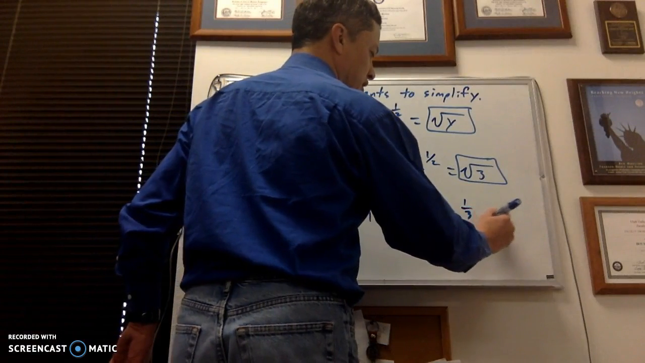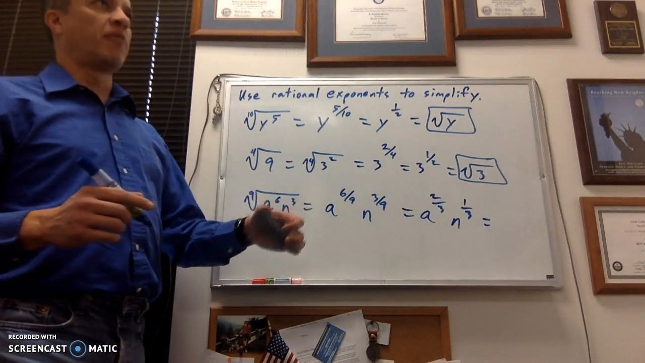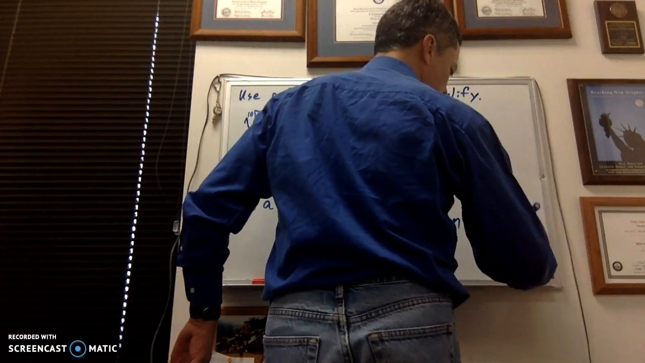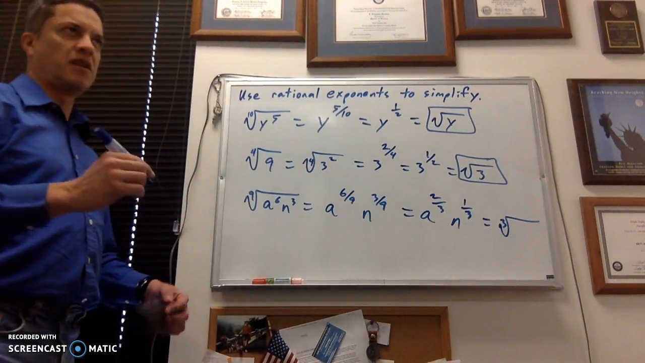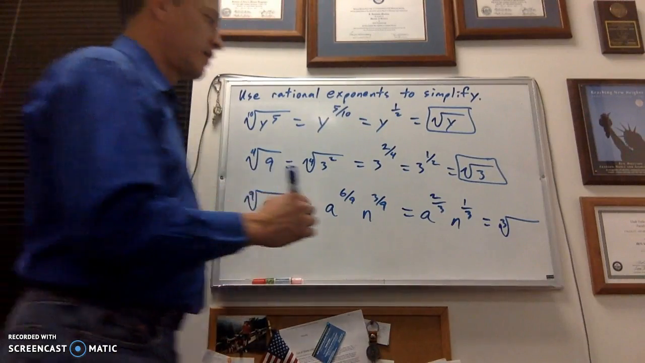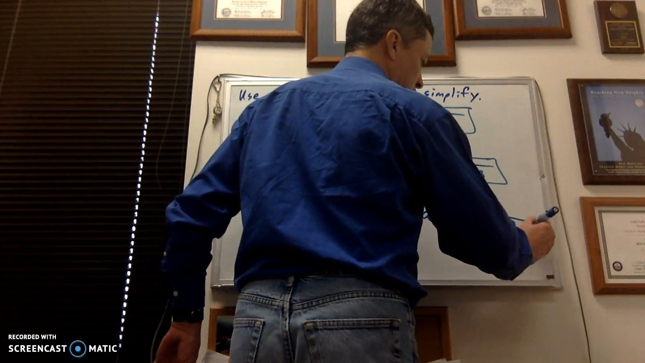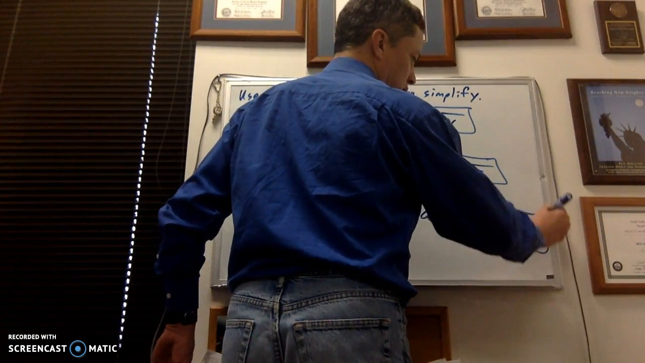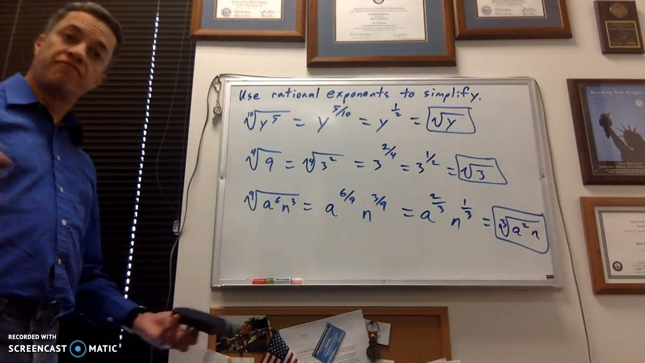And then we can turn this back into a radical by, for lack of a better term, factoring out the 3 in the denominators, keeping in mind that since they're in the denominators, that 3 is going to be the cube root. And everything else will be left inside. So a to the squared power, n to the first power, or just n. And there it is, the cube root of a squared n. That's it.